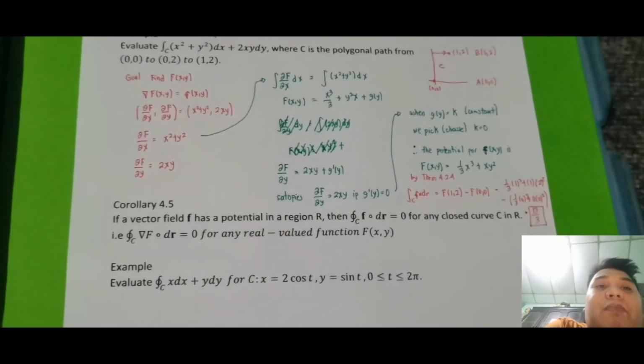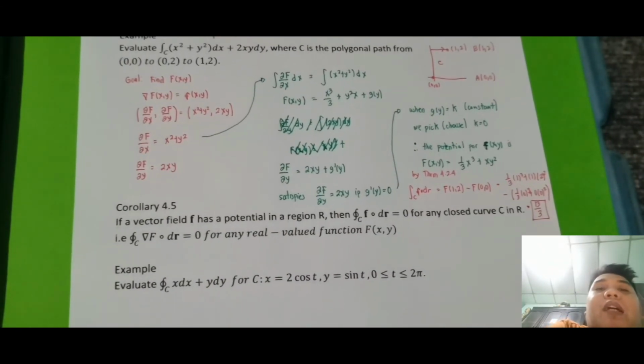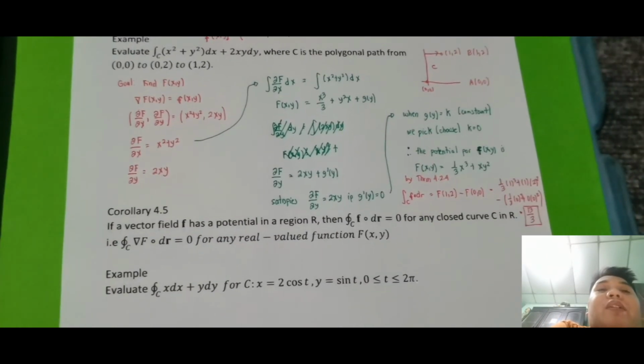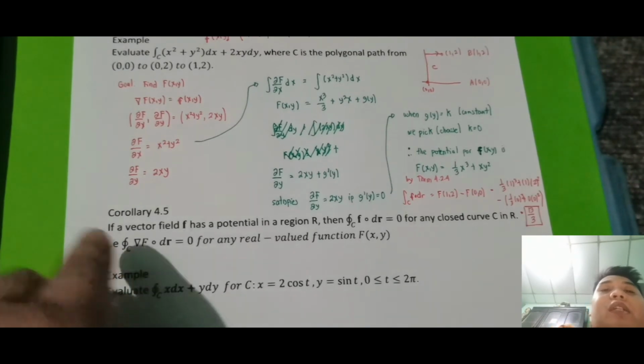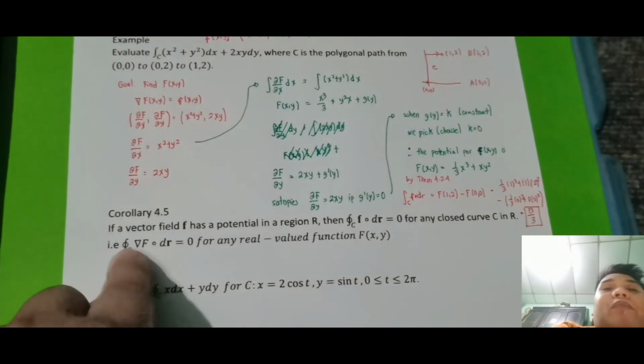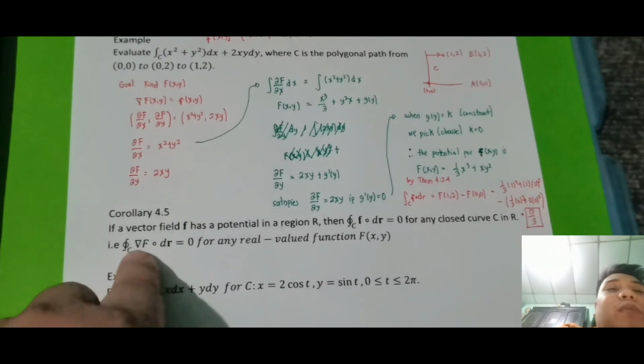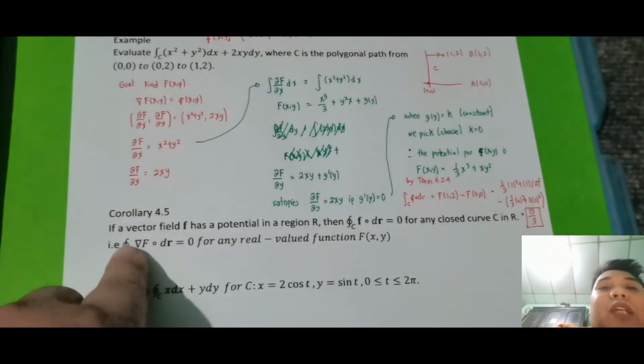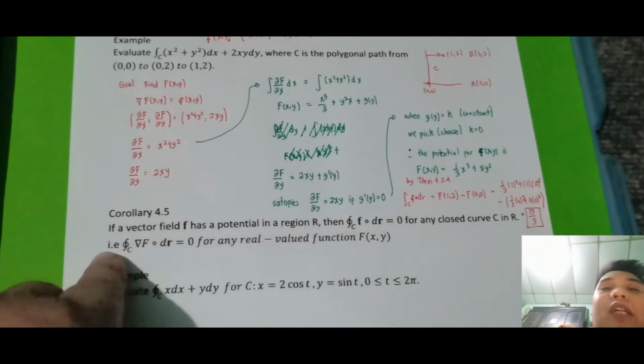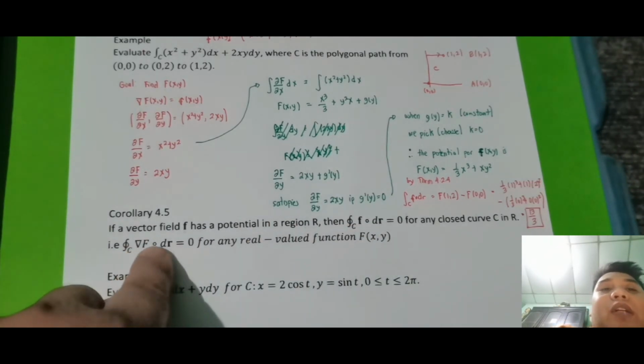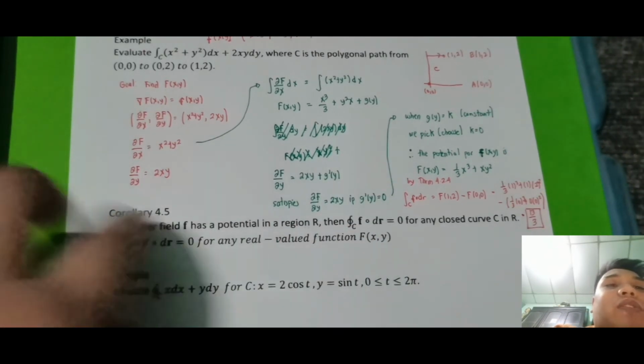Okay? So now, let's have this example again. So, corollary, if a vector field f has a potential in region R, then the integral along the simple closed curve of f dot dr is equal to 0 for any closed curve C in R. So, that is the integral of the closed curve of the potential. Tingnan mo, yung f na yon is equal sa gradient ng potential natin times dr is equal to 0 for any real valued function. So, tama naman.